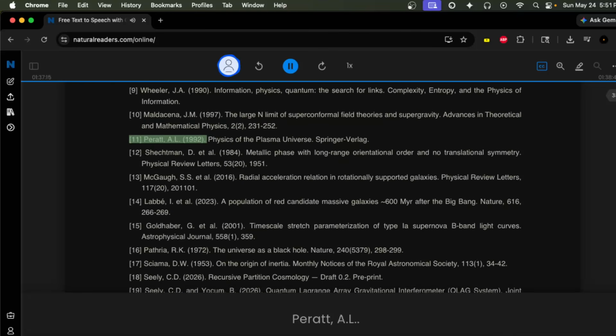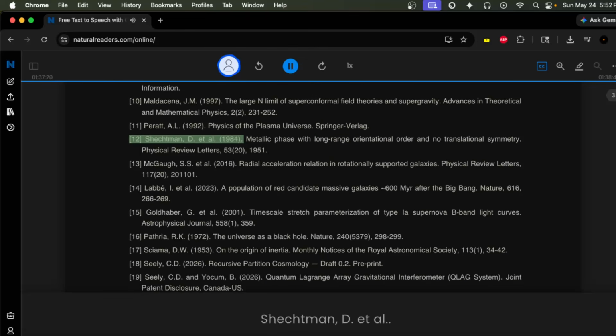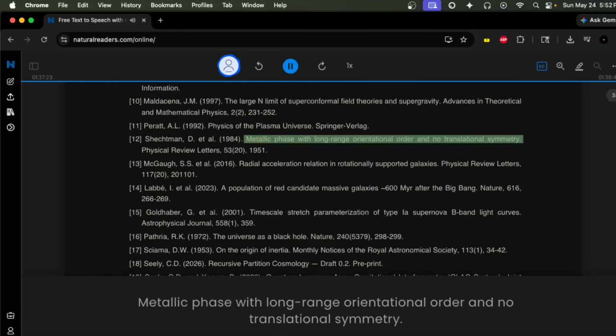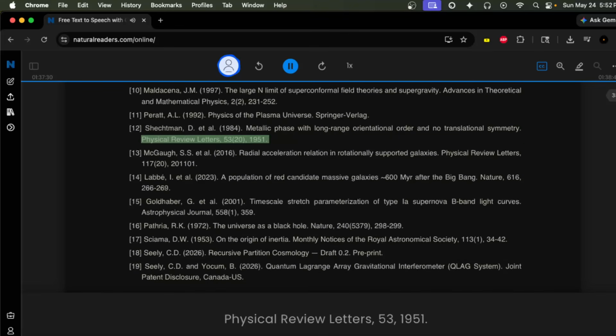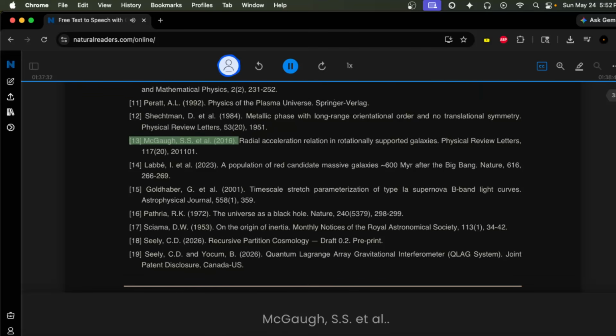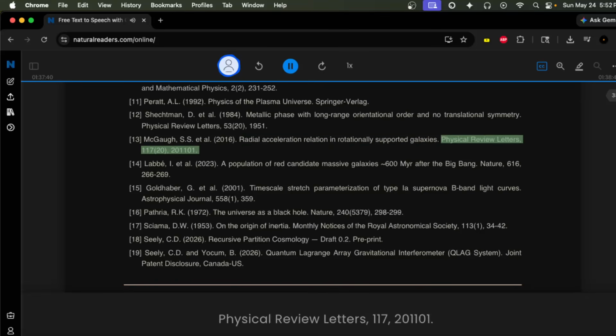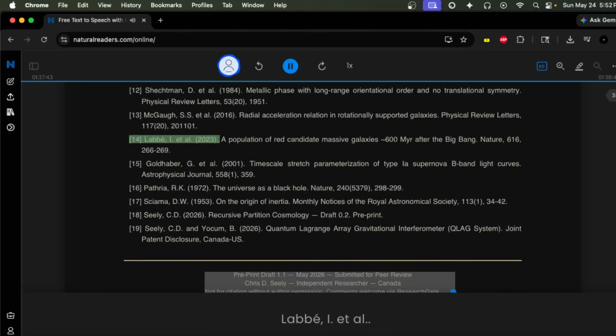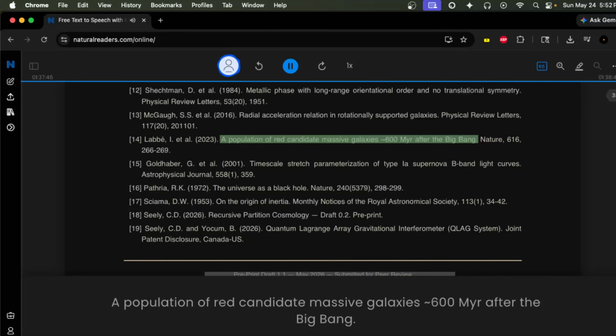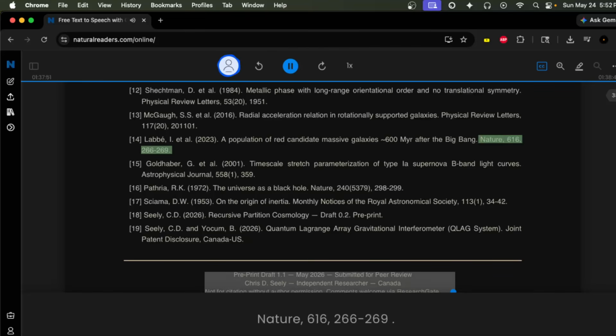Peratt, A.L. Physics of the Plasma Universe. Springer Verlag. Schechtman, D. et al. Metallic phase with long-range orientational order and no translational symmetry. Physical Review Letters, 53, 1951. McGaugh, S.S. et al. Radial acceleration relation in rotationally supported galaxies. Physical Review Letters, 117, 201101. Labbe, I. et al. A population of red candidate massive galaxies approximately 600 Myr after the Big Bang. Nature, 616, 266-269.